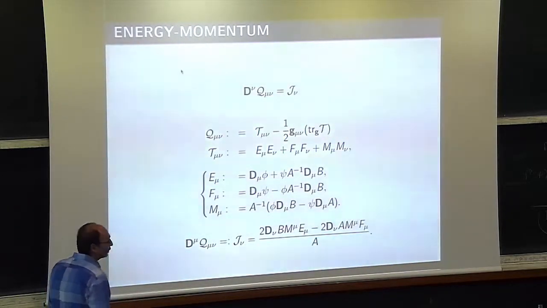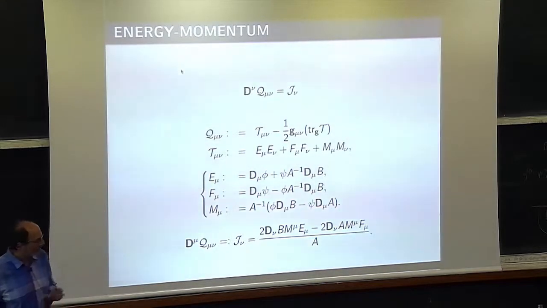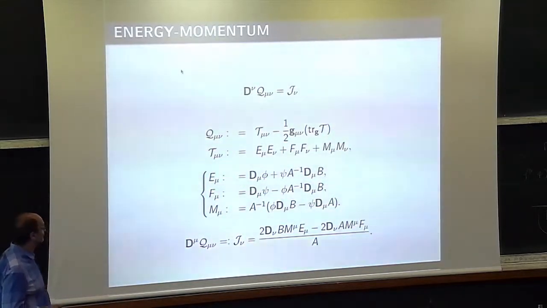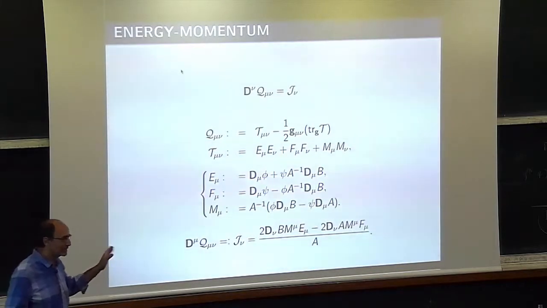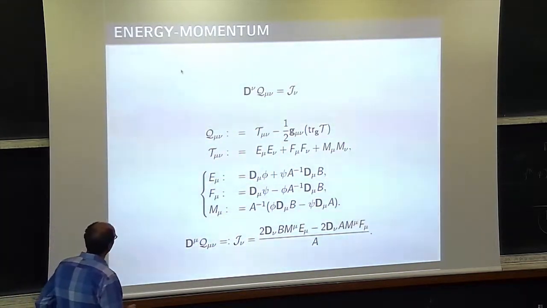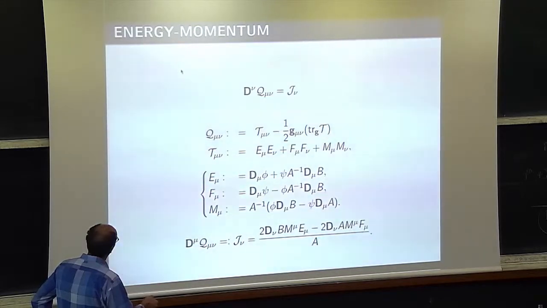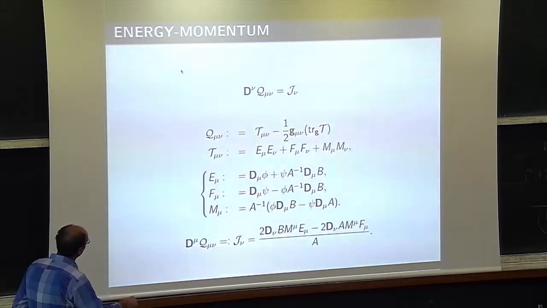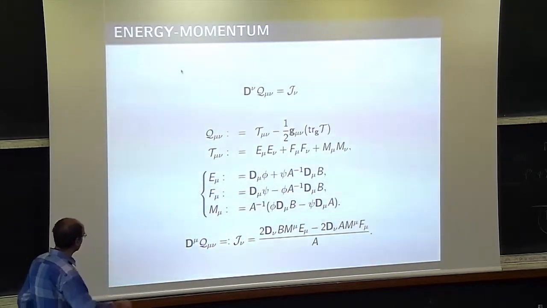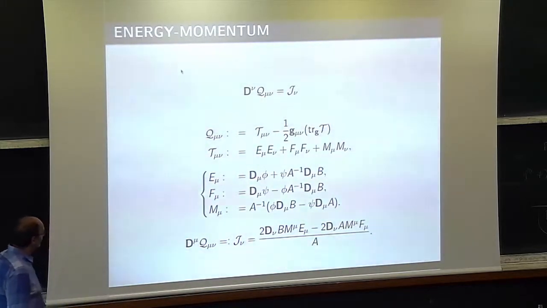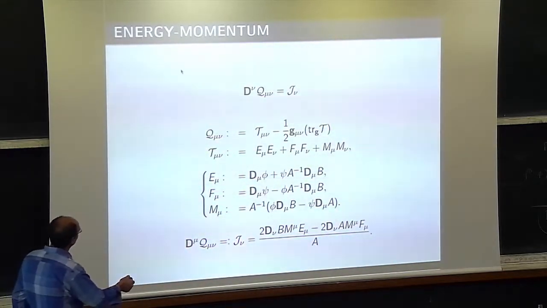So here is the energy momentum. Now, the way to find the energy momentum tensor, you have to be somewhat clever. But in the end, once you have it, you can just display it. And that's what I'm going to do. So you display it like this. So d nu Q mu nu is equal to J nu. Q mu nu is constructed like this. It's a tensor T, which is this one, minus a half g mu nu times trace T. And this E, F, and M, which appear here, are defined like this. So this is d mu of I plus psi A minus 1 d mu of B, and so on and so forth. So you see, it's somewhat complicated. But once you have it, you can just check that d nu Q mu nu is J nu.